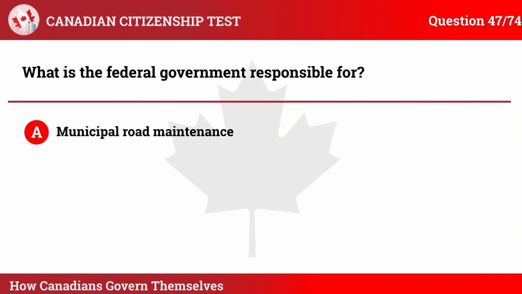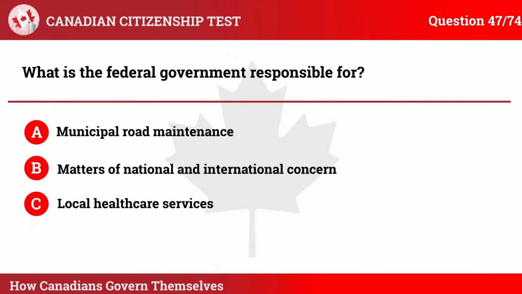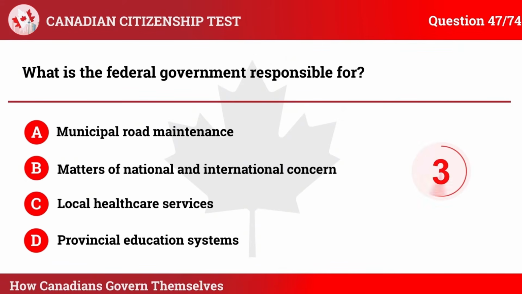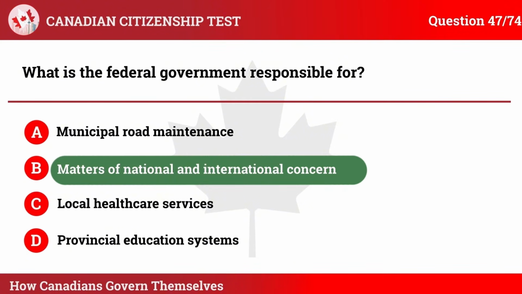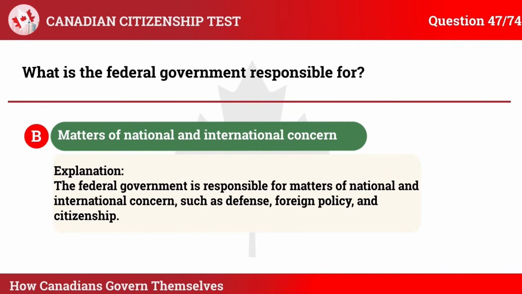A. Municipal road maintenance. B. Matters of national and international concern. C. Local healthcare services. D. Provincial education systems. The correct answer is B. Matters of national and international concern. Explanation: The federal government is responsible for matters of national and international concern, such as defense, foreign policy, and citizenship.